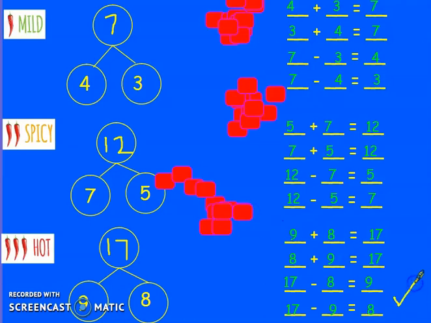Great work, Year 3. We can't wait to see these calculations in your book. I think we've got our brains warmed up ready to start our maths. Pop your pencil down and get ready to listen.